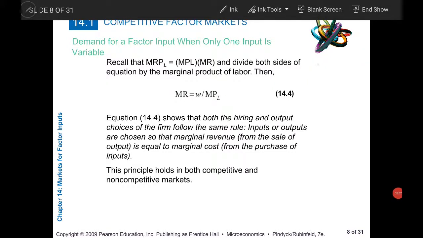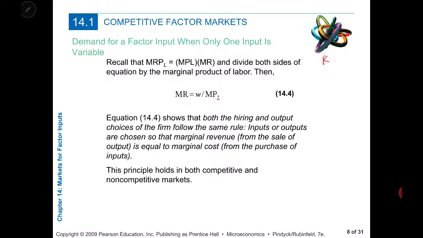Hello students, we continue with 14.1, demand for a factor input when only one input is variable. So let's say you have two factors, K fixed and labor is your variable input. Okay, so the condition is MRP equals MR times MPL.